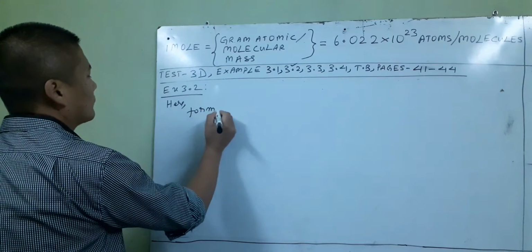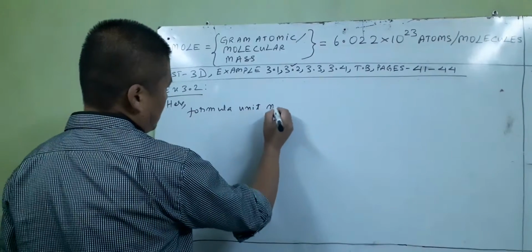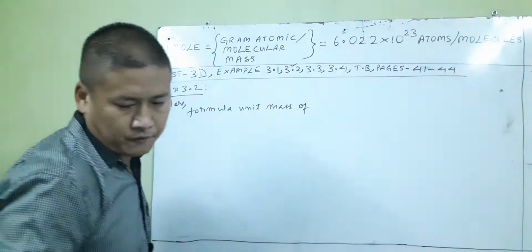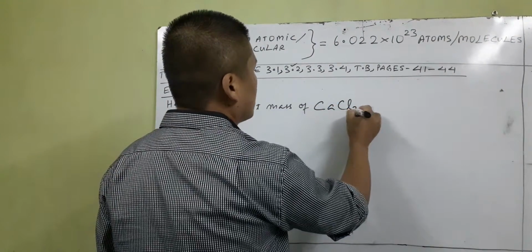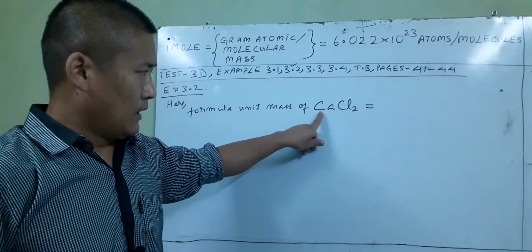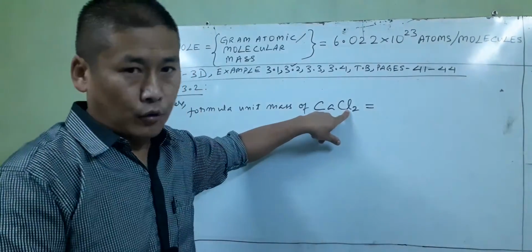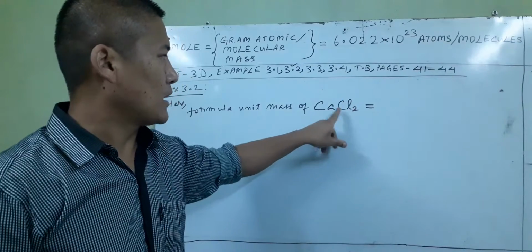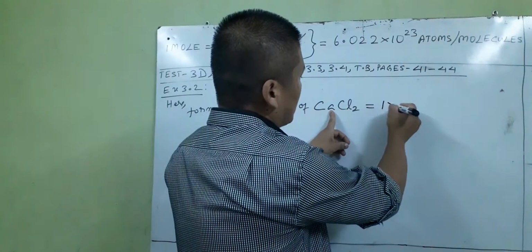Formula unit mass of CaCl2. So CaCl2 simply means calcium chloride. Now, how many calcium atoms? Ca is the symbol for calcium atom. Cl is chlorine atom. So there are two types of atoms, three atoms in total, 2 plus 1, but two types. At the back of Ca, no number means one calcium atom.